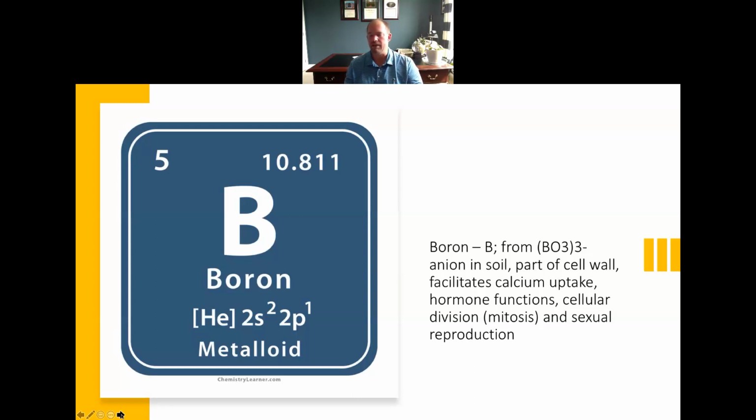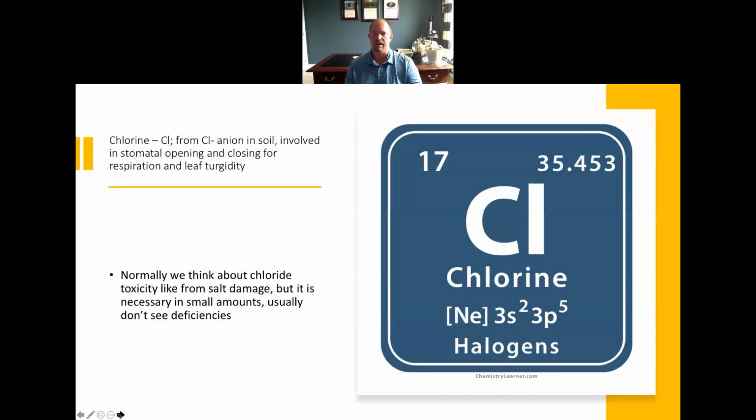So boron, another anion, negatively charged. This one is also part of the cell wall. It also facilitates calcium uptake and is involved in hormone functions within the plant. It's also a critical component to cellular division, or mitosis, and to sexual reproduction. So when the plant is flowering and producing seed, it is very involved in that process.